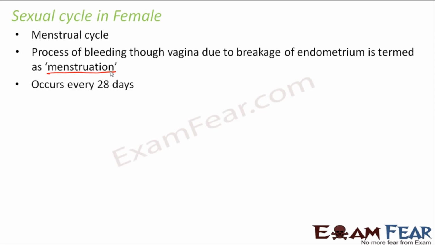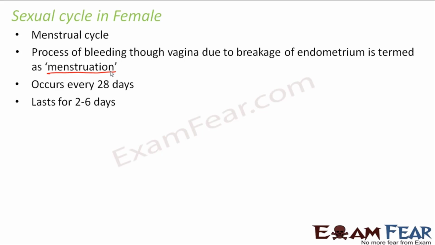Now this occurs every 28 days. As I said, since ovulation occurs every 28 days, that is why menstruation also occurs every 28 days. Now how is the date of ovulation related to the date of menstruation? We will look at that now. Let us now see how the date of ovulation and the date of menstruation are related to each other.